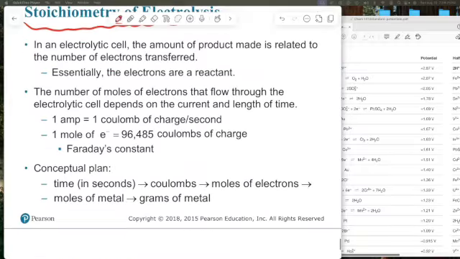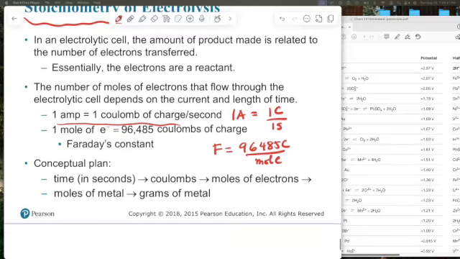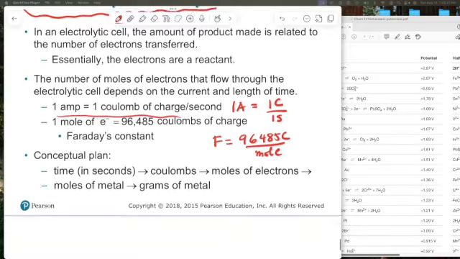Before we start, we want to remember something. 1 ampere is equal to 1 coulomb per second. And then we said for Faraday's constant, we have 96485 coulombs per mole of electrons.